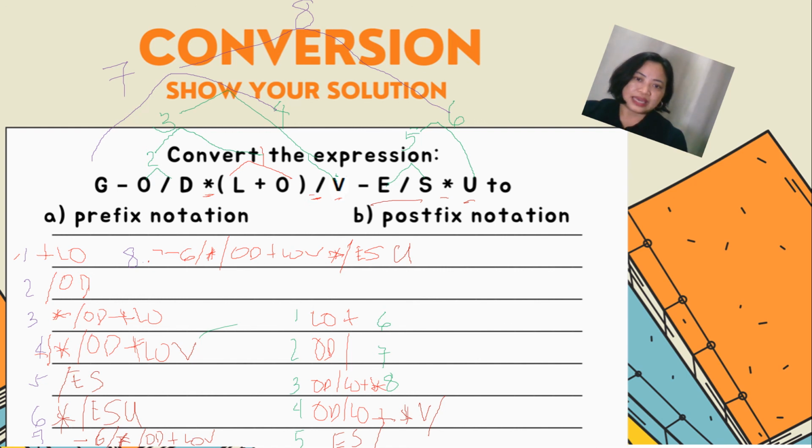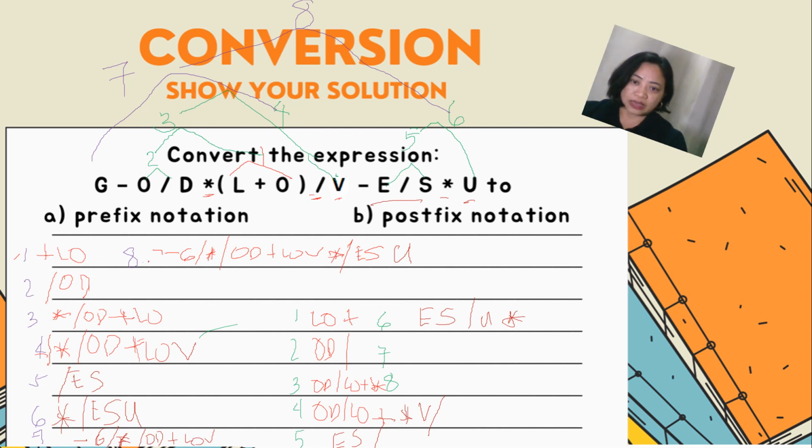Okay? Very good. Number 6. Number 6 is number 5. Copy lang natin number 5. Yun yung nasa kaliwa. So, ES divide. And then we have U times. Okay? And then our 7th is yung G minus number 4.